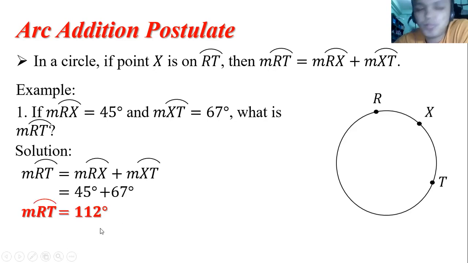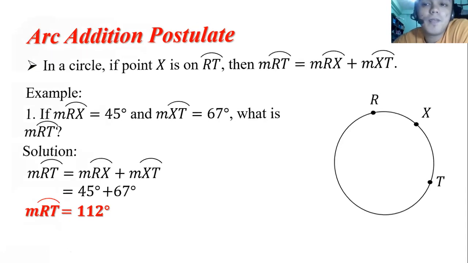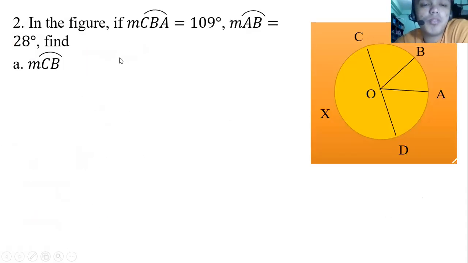Okay? Another one. How about this one? In the figure, if measure of arc CBA is 109 degrees and your measure of arc AB is equal to 28 degrees, find your measure of arc CB. Okay? So CBA, ito yon. And then yung AB natin ito, and yung CB naman natin ito.